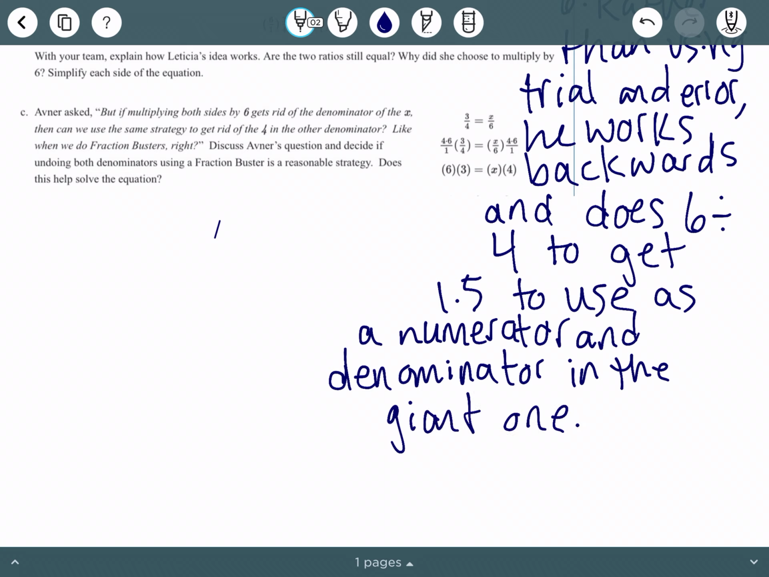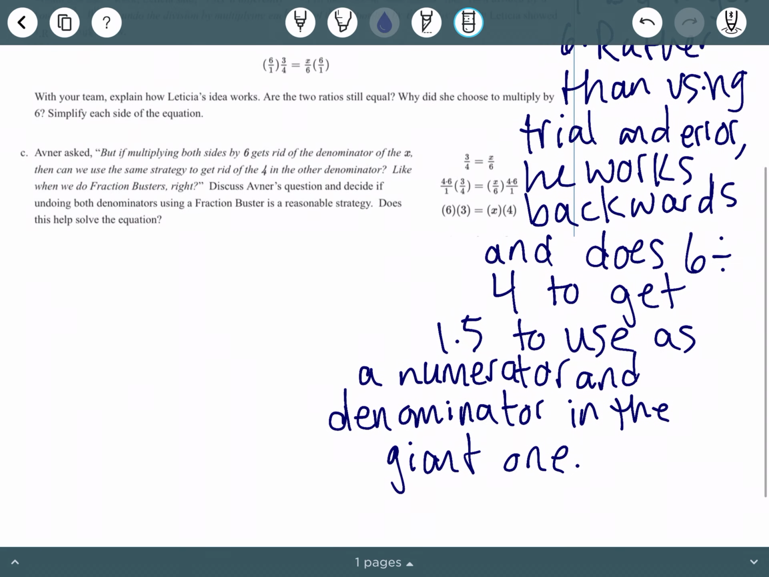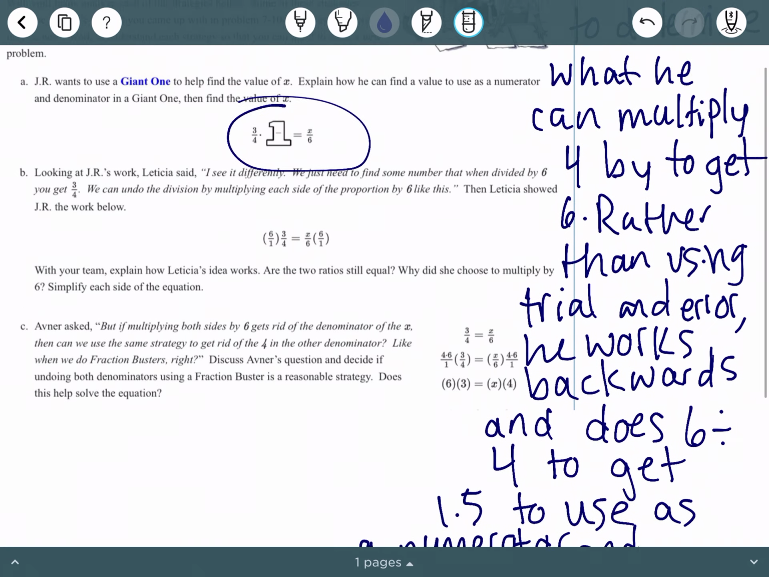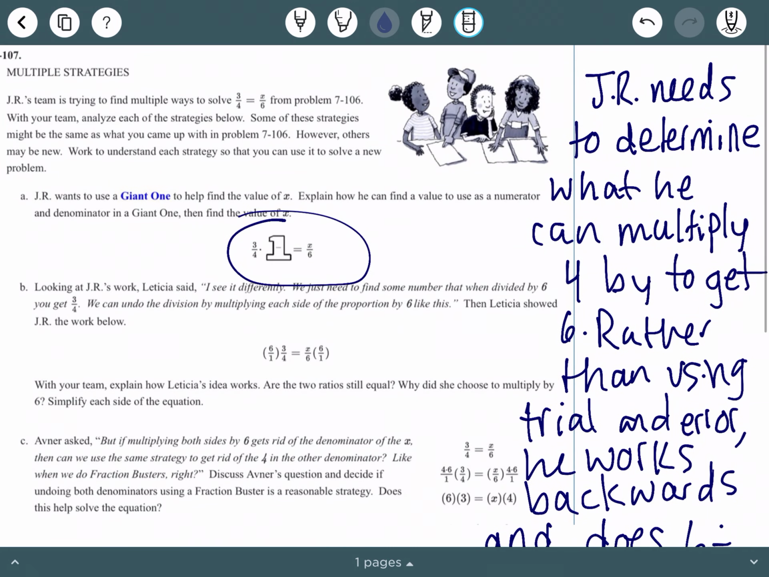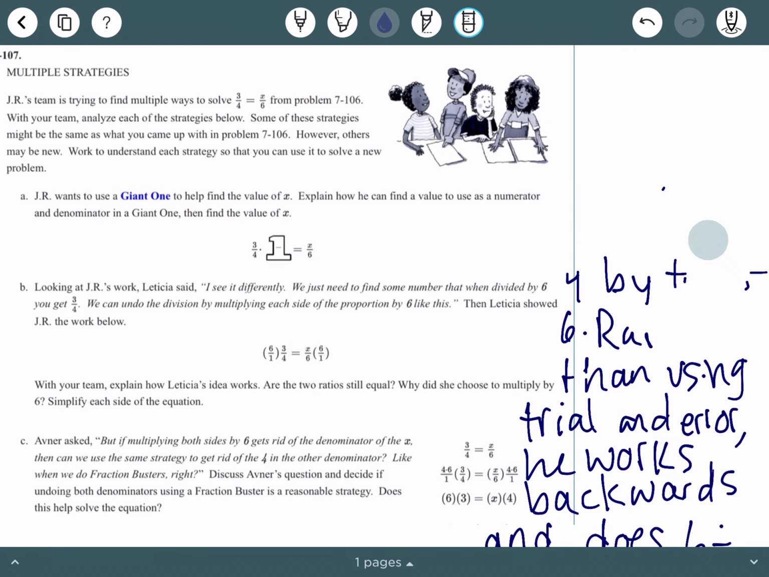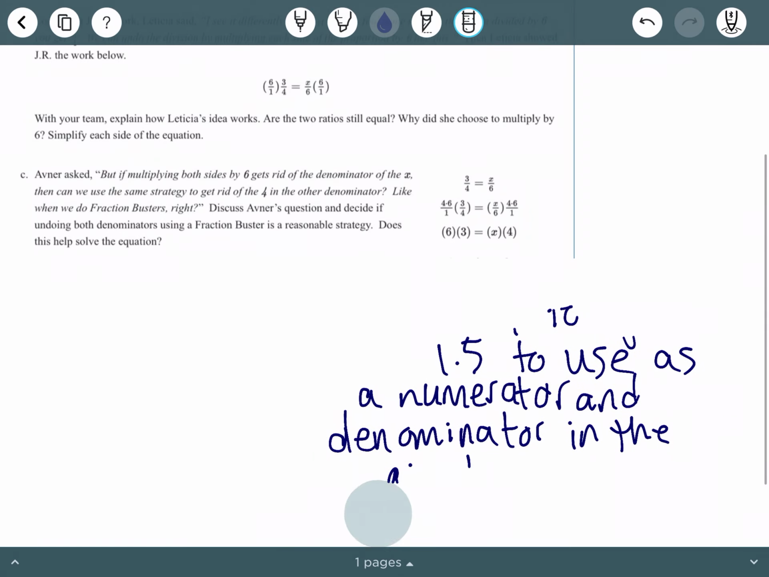So that's how he determines what he's going to put in the giant 1. Now, I did say he's not using trial and error to figure out, oh, well, 4 times what gives me 6. These are pretty friendly numbers, so you could do trial and error, but that won't always be the case. So working backwards might be more efficient. I'm not going to solve this problem out because that's what we did in problem 7106, but that is the explanation we should have, at least, as to how he determined what to use as the numerator and denominator in his giant 1.